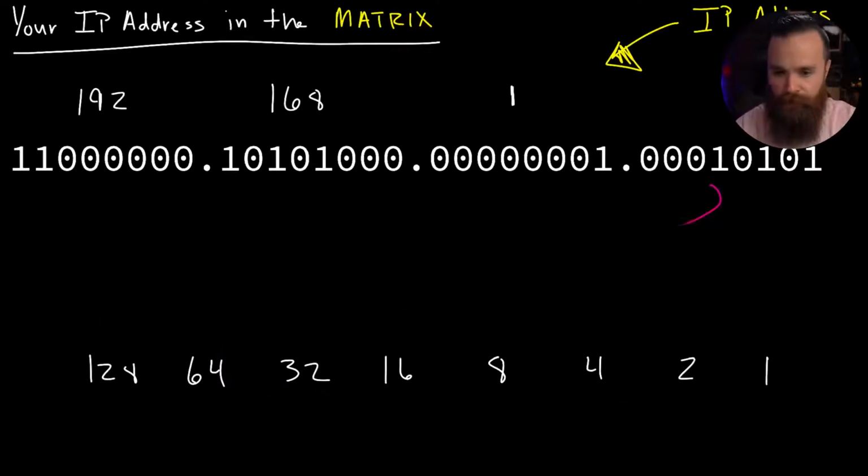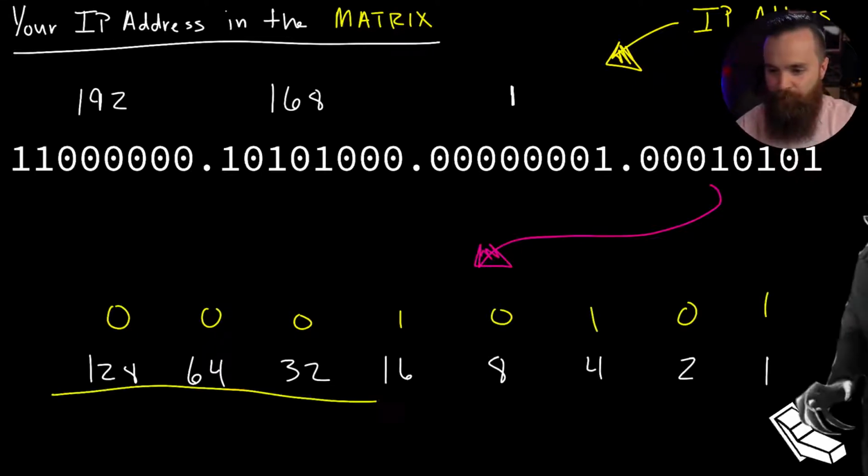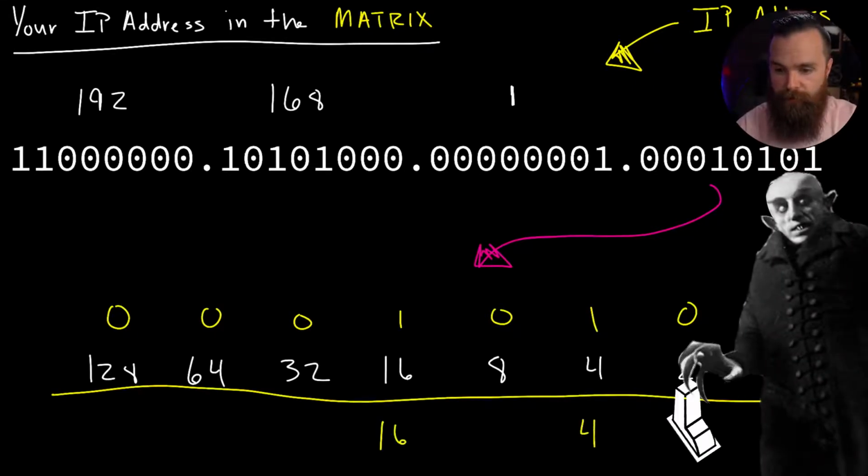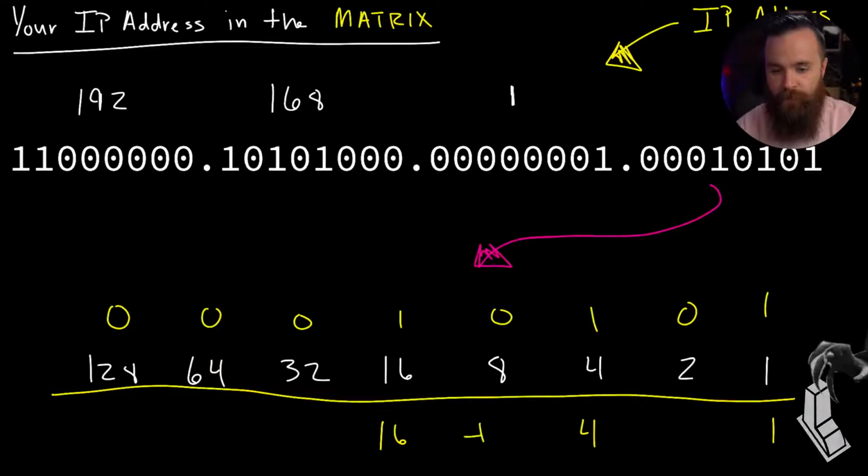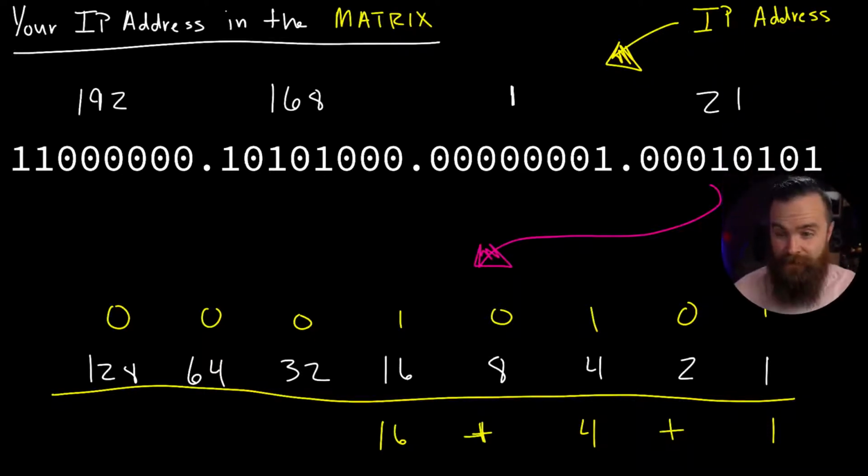And finally, the last one. Bring that sucker down, match up our binary to our chart. 0, 0, 0, 1, 0, 1, 0, 1. That was a lot. Nosferatu, help us out. We'll bring down our 16, bring down our 4, bring down our 1. 16 plus 4 is 20, plus 1 is 21. Guys, that's it. That's our IP address.